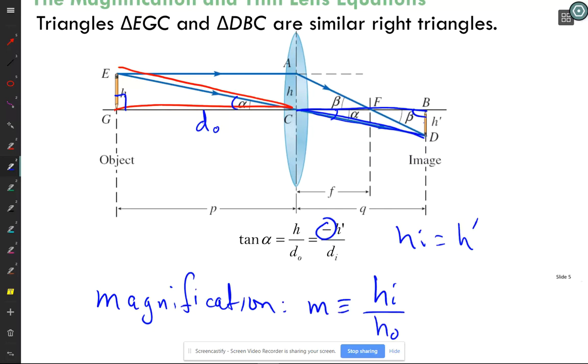If it's a negative magnification, is it real or virtual? It's inverted, and inverted images are real. So a negative magnification is going to tell you, oh, that's a real image, if it's a single lens or a single mirror. Positive magnification means it's virtual. Then we have the height image over height object. If height image has a bigger magnitude than height object, then it's enlarged. If height image is smaller, then it's diminished in size.